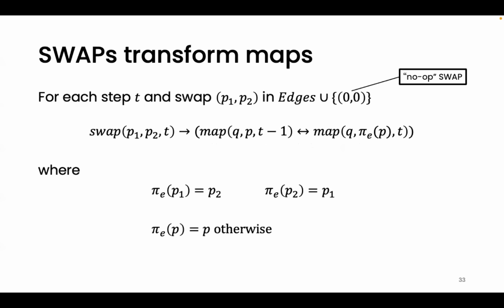So if we've chosen a particular swap, then the change in our map needs to agree according to the permutation that we associate with the edge, where the permutation is very simple. It's just swapping the things that are on the edge. P1 goes to P2, P2 goes to P1, and everybody else has to remain unchanged. So that's what we're denoting here: the effect of the swap on the mapping.